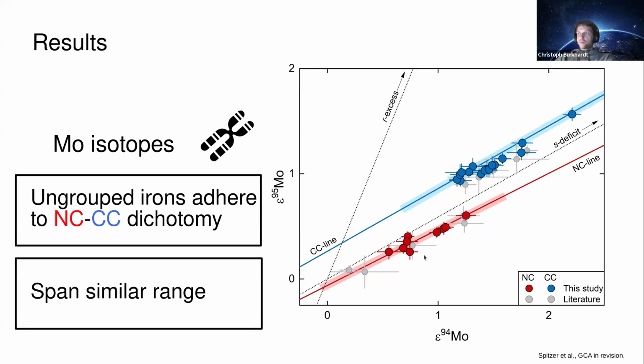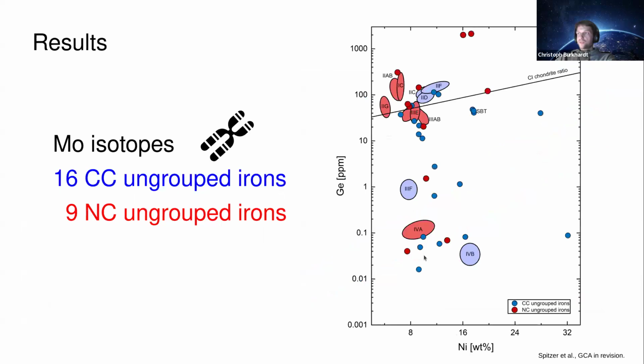But what we have is now much more statistical power, because now we can, for the first time, give these orphans of the early solar system, where we don't know where they belong, and pinpoint them to families. So 16 of these ungrouped irons belong to the CC family, and 9 belong to the NC family.